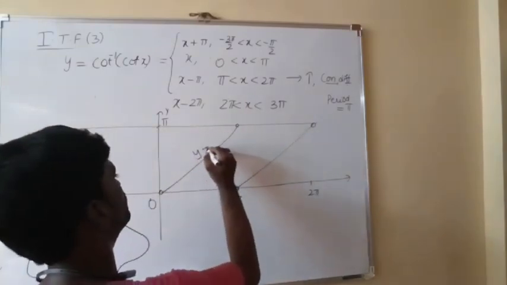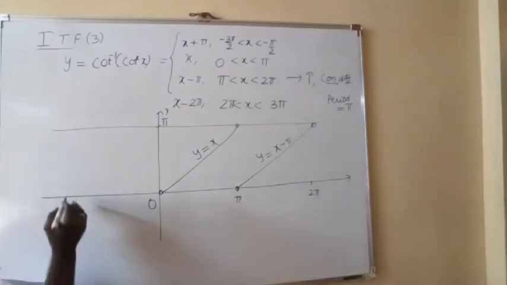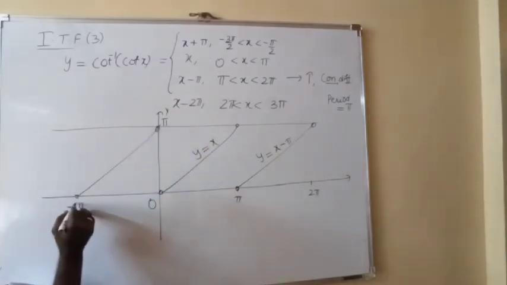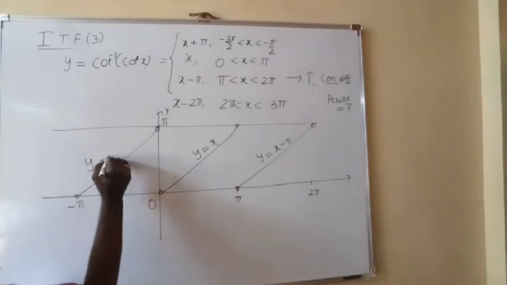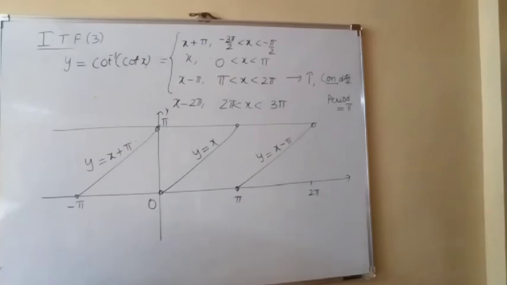So this is y is equal to x. This is y is equal to x minus pi. And this is minus pi, so this will be y is equal to x plus pi. So it is also increasing, continuous, differentiable in the domain, period is pi, but it is neither even nor odd function.